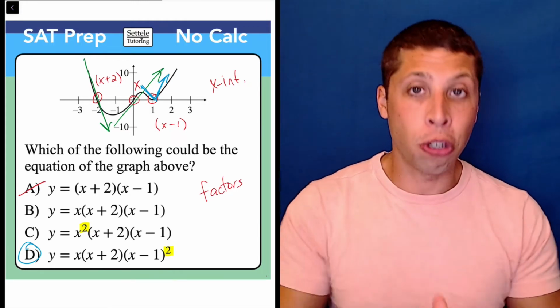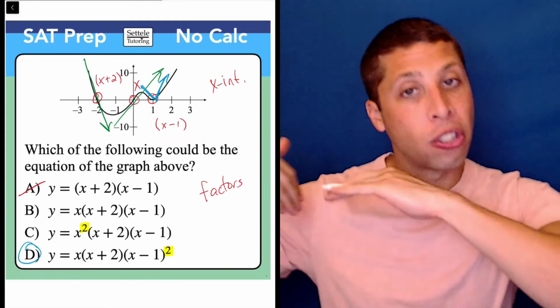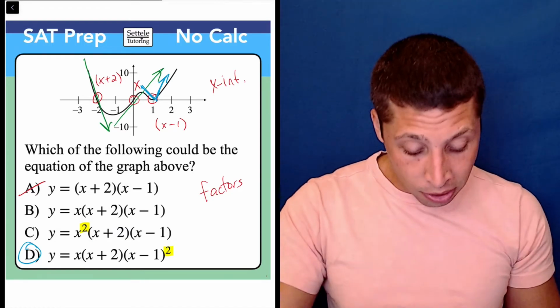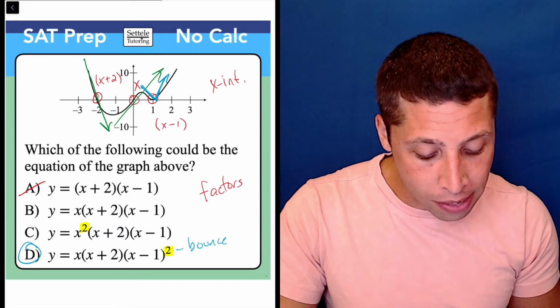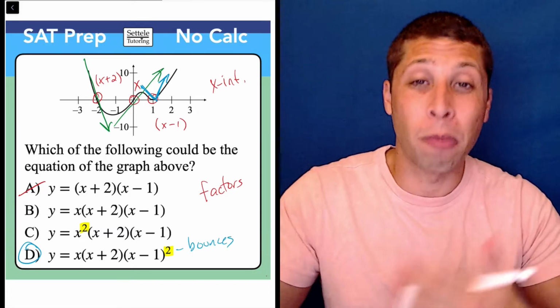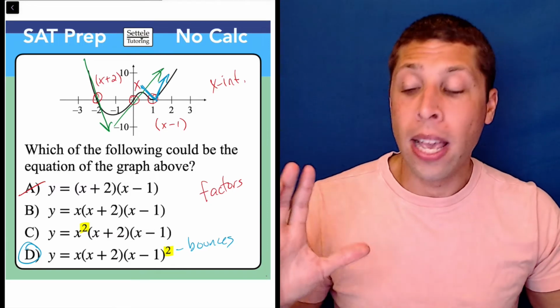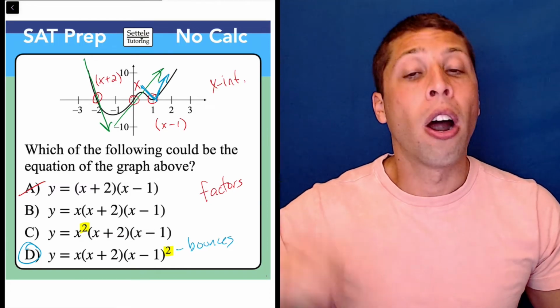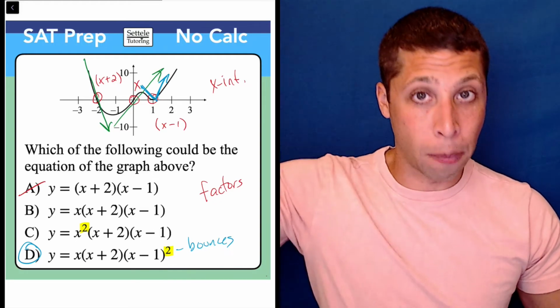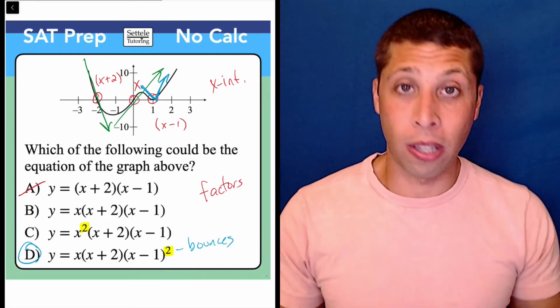X and x plus 2 produce normal x-intercepts where we just go through the x-axis and keep going. The weird bounces are going to happen when we have even exponents. So normally for our purposes that's going to be a 2, but it could also be a 4 or a 6 or something like that. So even exponent factors are going to produce bounces. Odd exponent factors are going to pass through. And so that is what this question is testing.